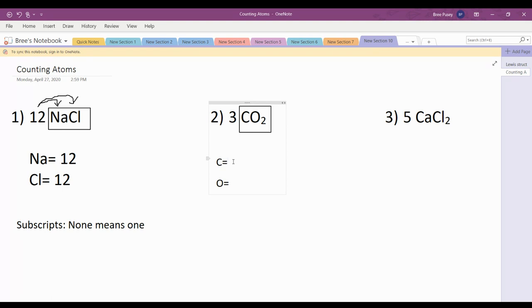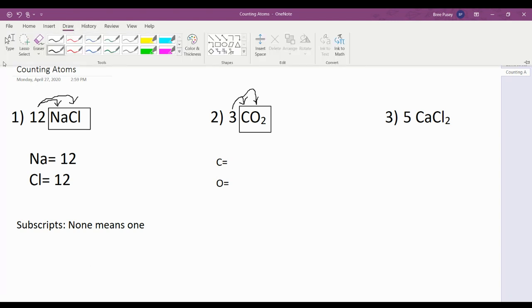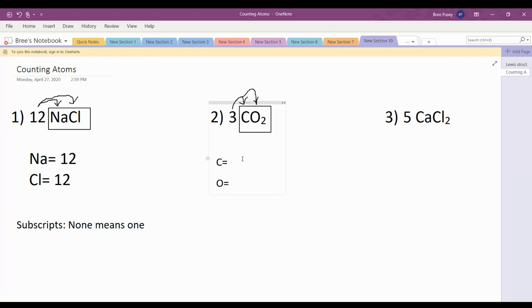So let's get started by counting carbon. I'm going to draw my arrows. I see the 3 must go to the carbon. That means 3 times 1. The 3 must also go to the oxygen, and in that case, I'm going to have both a coefficient and a subscript. So right here, C equals 3, because I'm just doing 3 times 1, and none means 1 when we're thinking about subscripts.